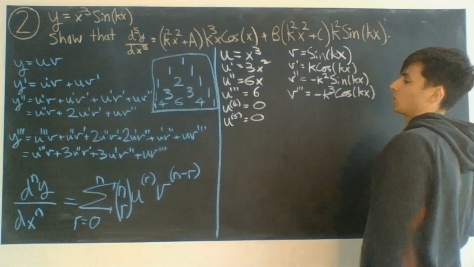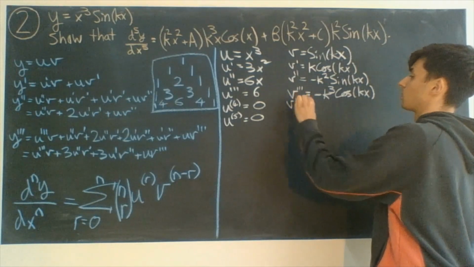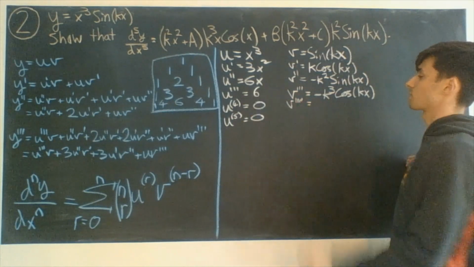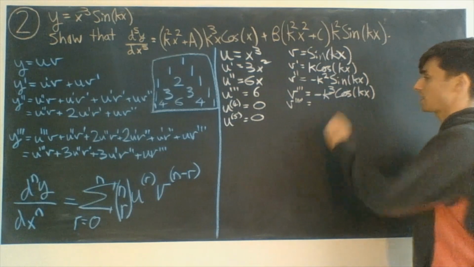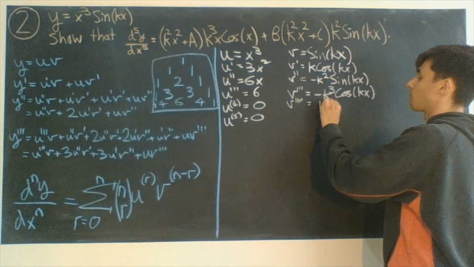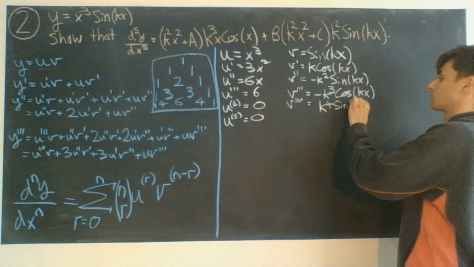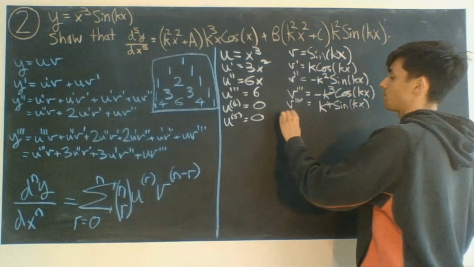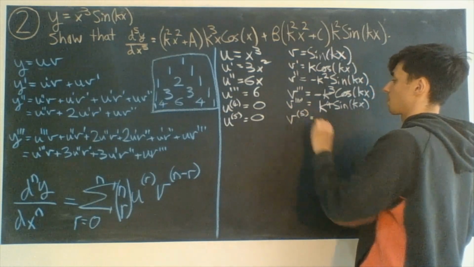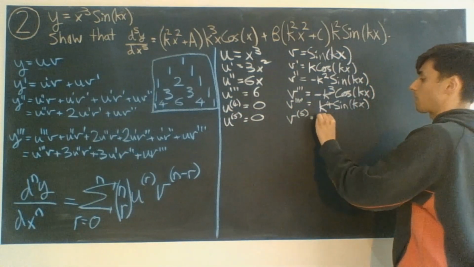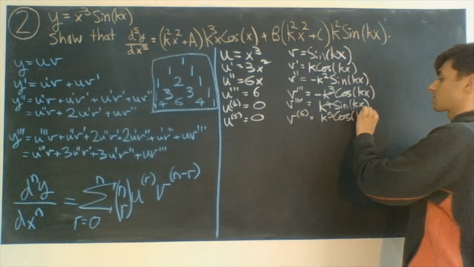v4 will actually be, 1, 2, 3, 4, we could have written it like that as a 4. We'll see minus cos differentiates to sine, so we'll have k to the power of 4 sine kx. And lastly, our fifth one, v5 will be k to the power of 5 cosine kx.